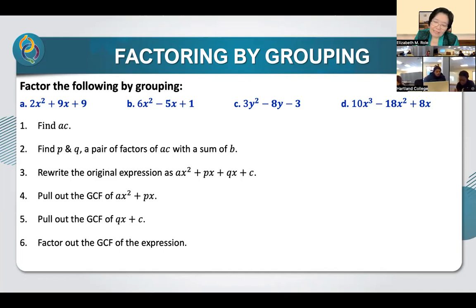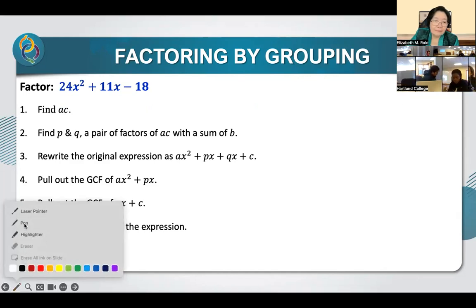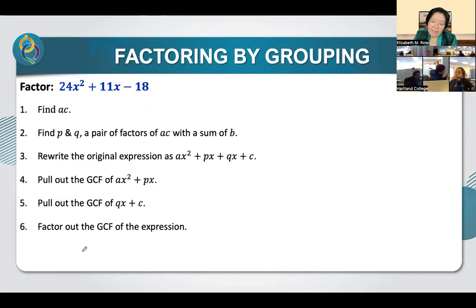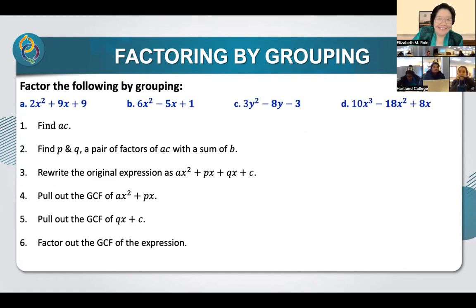So AC is 6. So the pairs will be minus 3 and minus 2, or minus 2 and minus 3. It's the same, it doesn't matter. So 6, minus 3, minus 2, or minus 2, minus 3.